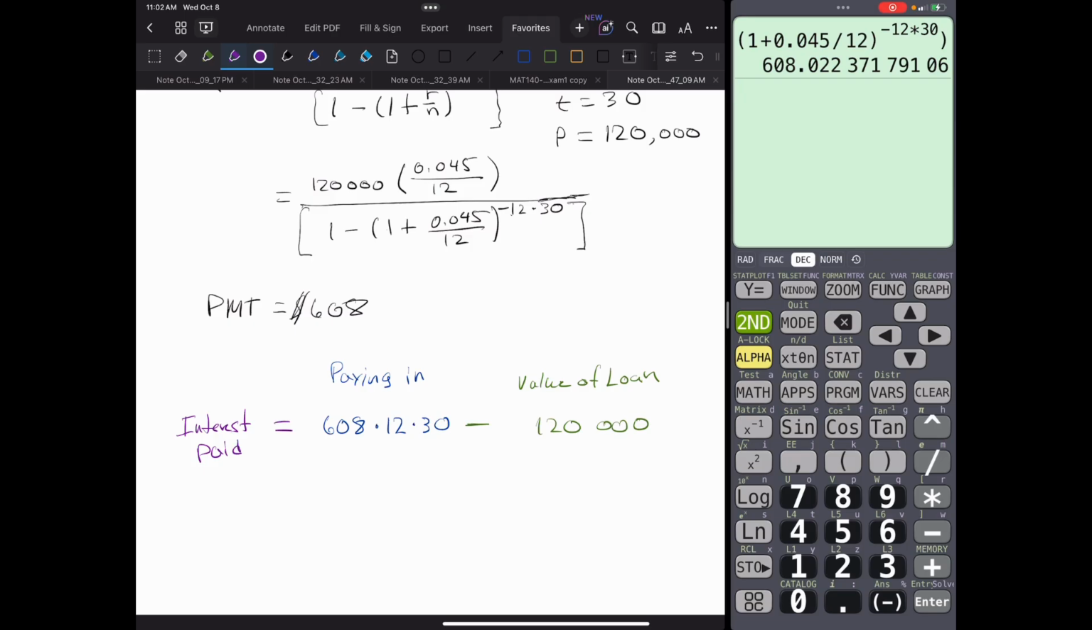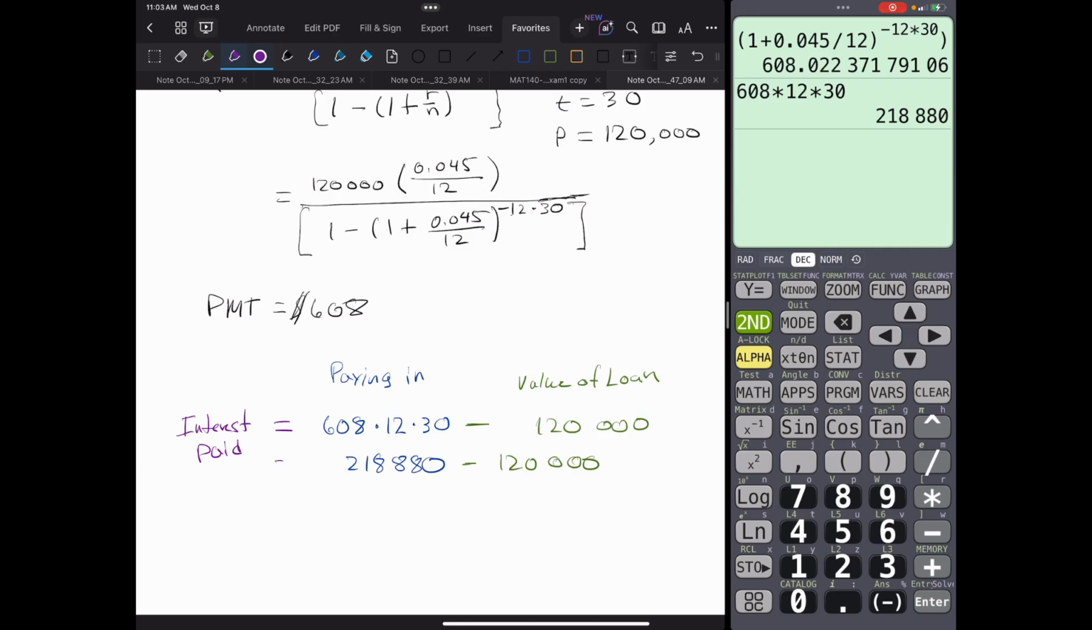Will equal the difference between those values. All right, well, let's go ahead and get the intermediate value of what we paid in, just so that we kind of have a feel for the different numbers. 608 times 12 times 30. So I paid in $218,880. So it's going to be $218,880. Then minus the 120.